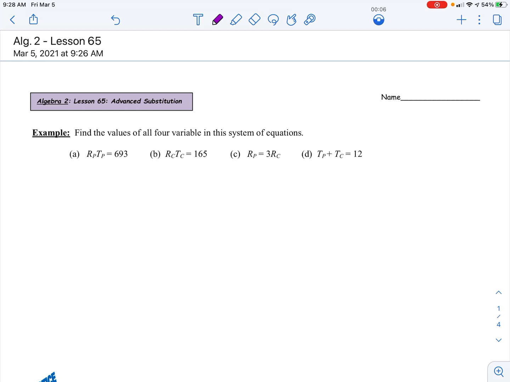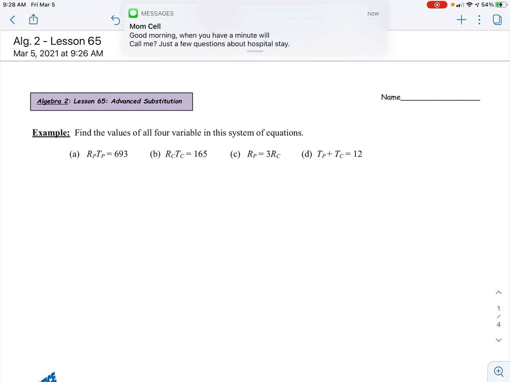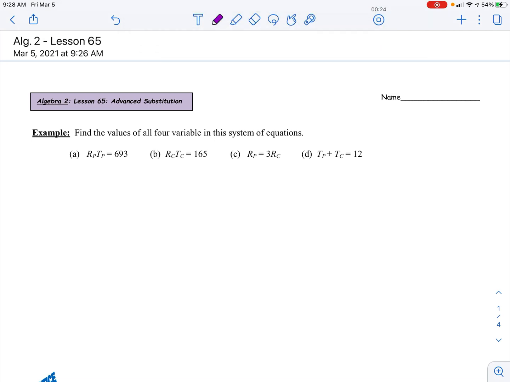Today we're going to be looking at lesson 65 together. The title is Advanced Substitution. It's not going to be something you're not familiar with because you all know how to do substitution. What's going to make it a little bit more complex is that we're going to be working with 4 different equations with 4 different variables.